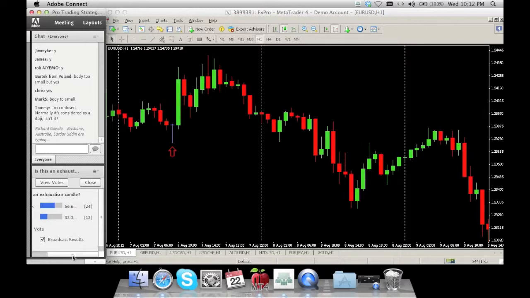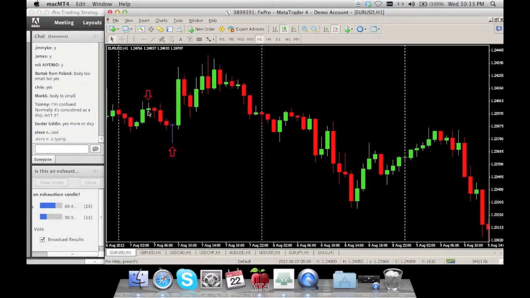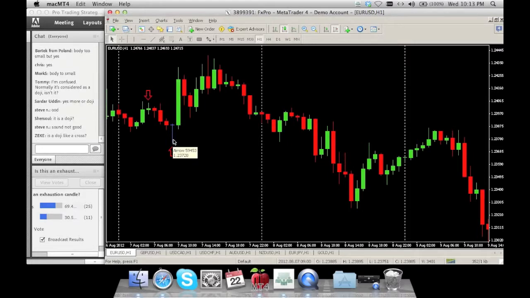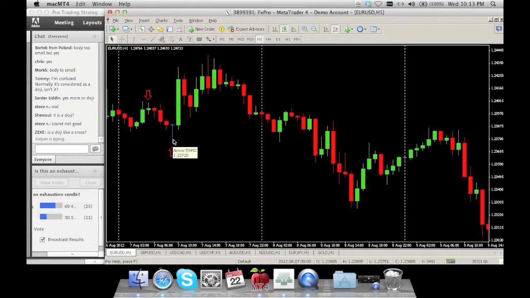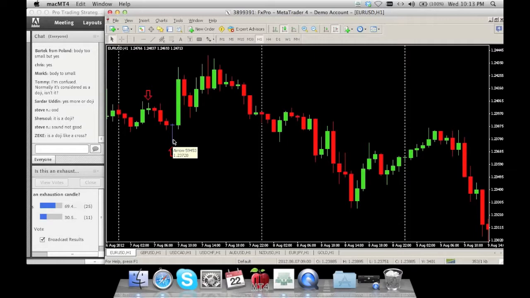Okay, Tommy says, I'm confused. Normally it's considered a doji. What a doji is, let me see if I can find you a doji. A doji is something similar to this, where you have the open and close pretty much at the same place, with a tail on top and a tail on bottom. In this particular scenario, you have a tail on one side. Zeke, yes, a doji is more like a cross or a plus sign, if you want to call it that.